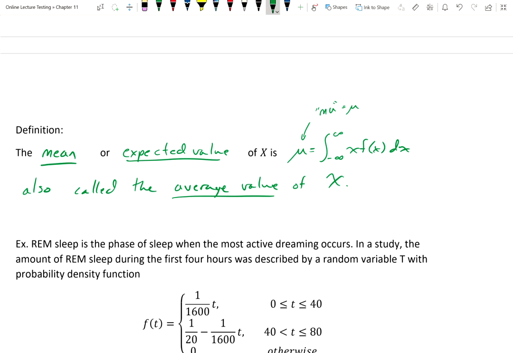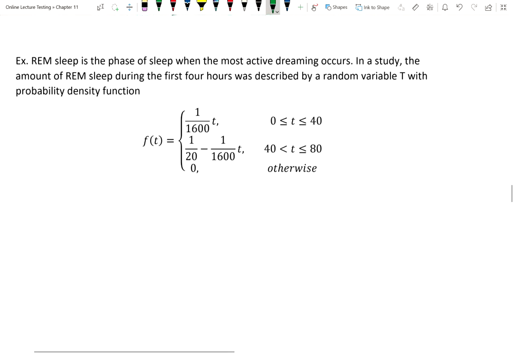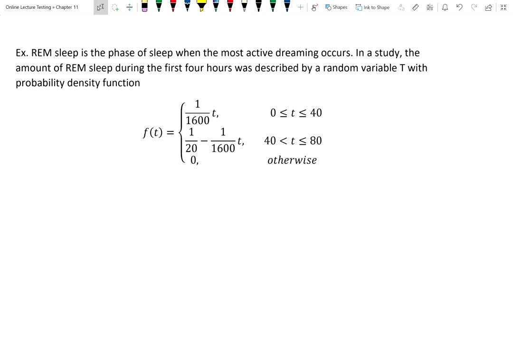All right. So let's put this to practice. In this particular example, REM sleep is the phase of sleep where the most active dreaming occurs. In a study, the amount of REM sleep during the first 4 hours was described by a random variable t with a probability density function as follows. Now, what does it mean for it to be a probability density function? Well, the area underneath the curve has to be equal to 1, and it has to be positive or 0 on its whole entire interval.